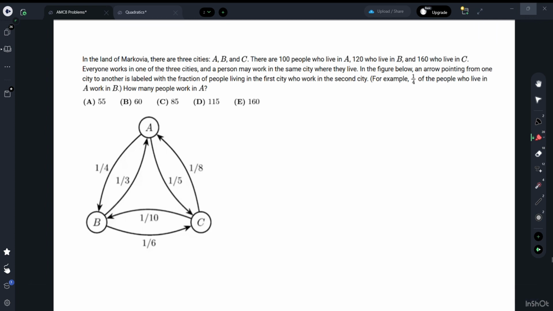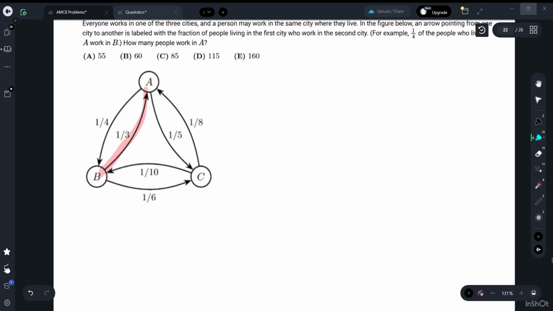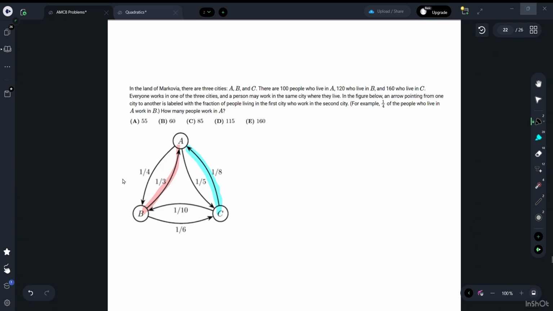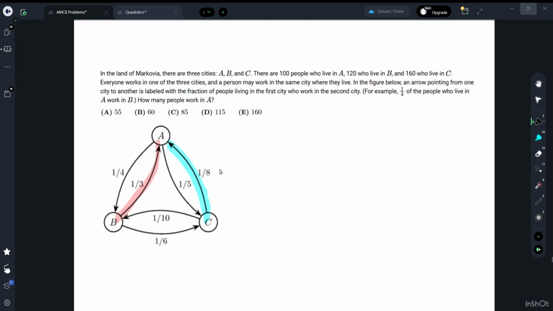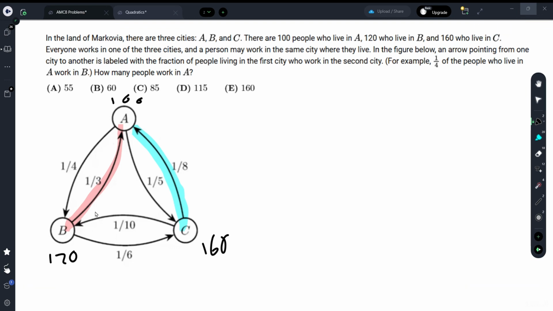this one right here. This arrow shows the number of people who live in town B but come to work in city A. And this, let's use a different color, this blue arrow shows the people who live in town C but come to work at town A. So first let's calculate these amounts of people. So first let's label them actually. In city A, 100 people live in city A, 120 live in city B, and 160 live in city C. So let's follow this red arrow right here.